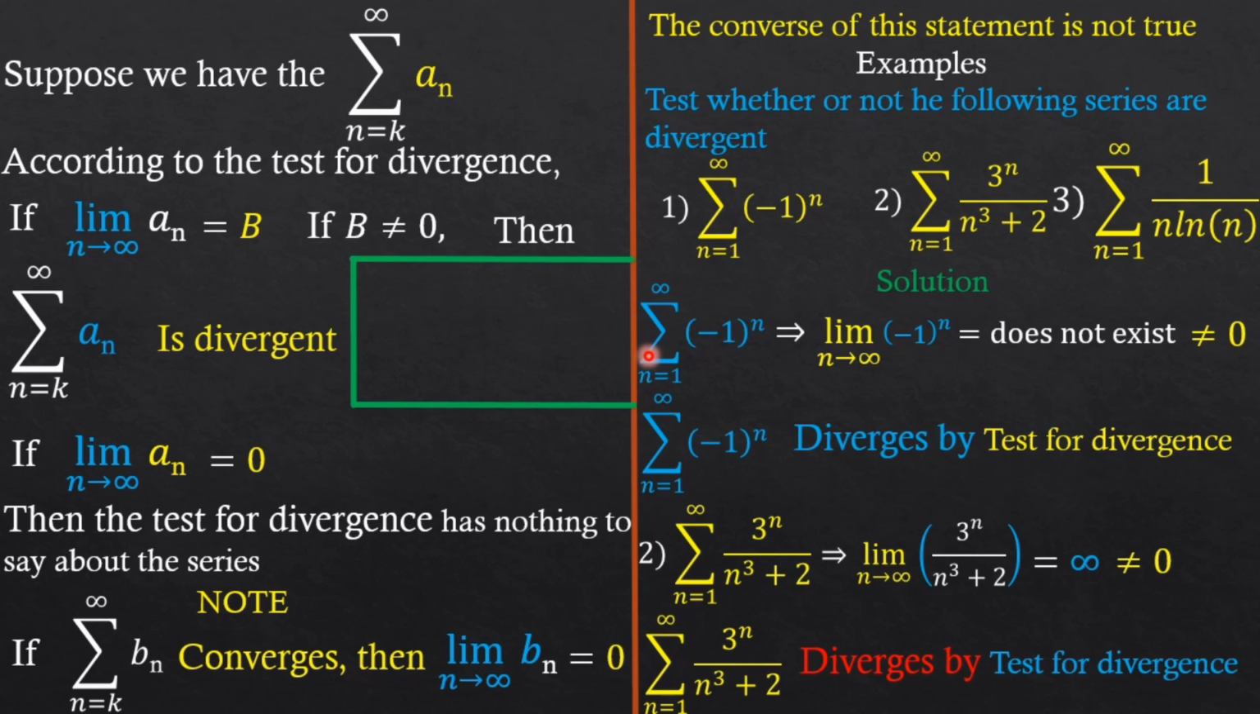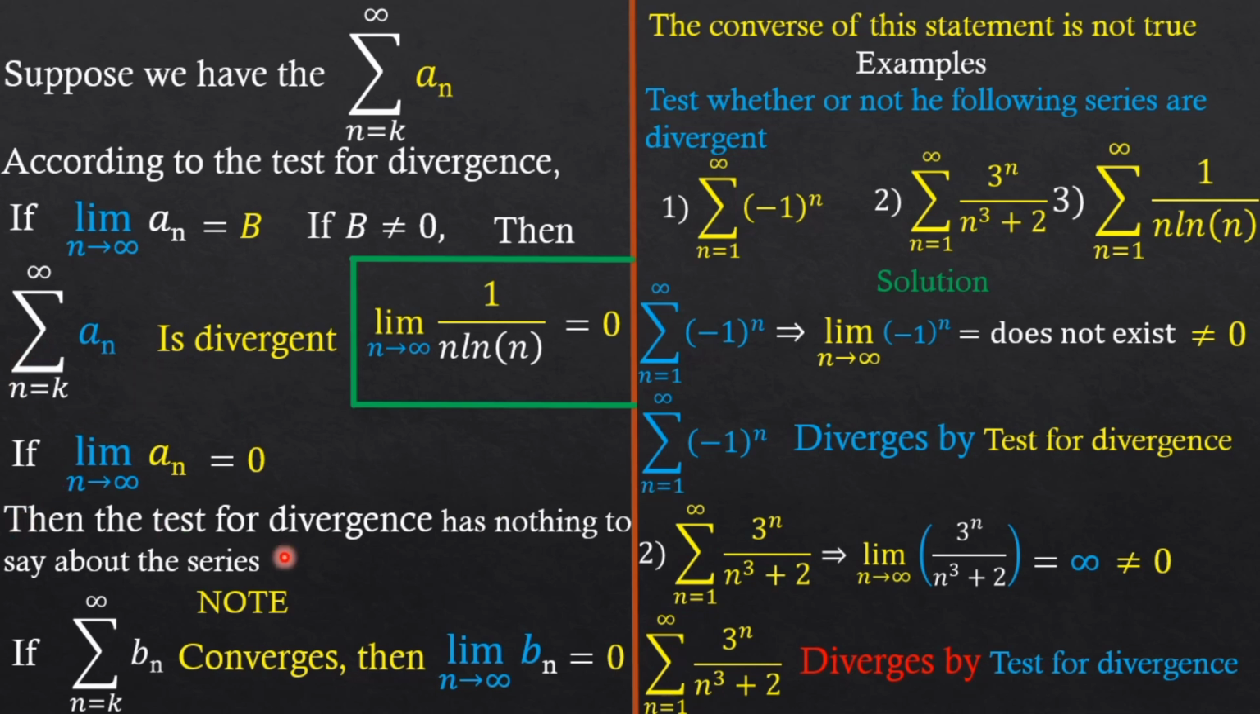All right, great. So friends, if we want to test if this series converges using the test for divergence, we are going to be looking at the limit as n goes to infinity of 1 over n natural log of n, right? According to what we know, when n goes to infinity, natural log of n as well goes to infinity. So we're going to have 1 over infinity, which simply gives us 0.